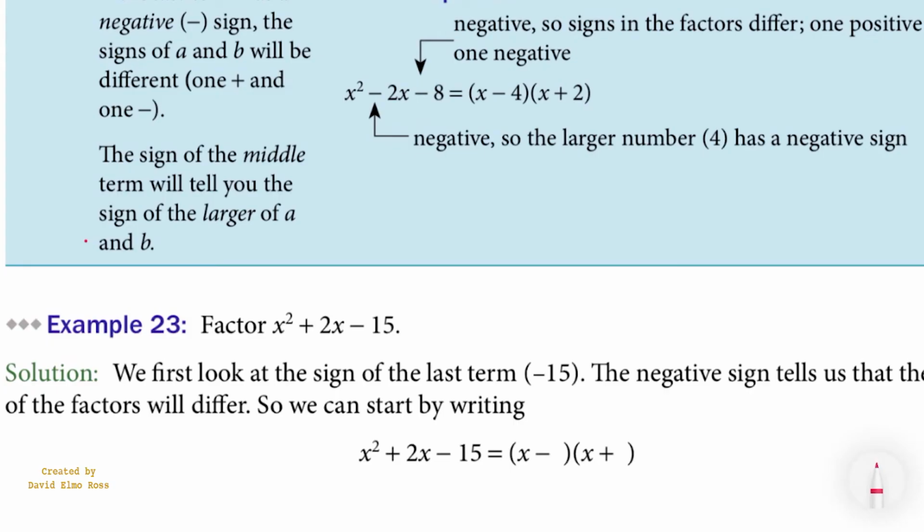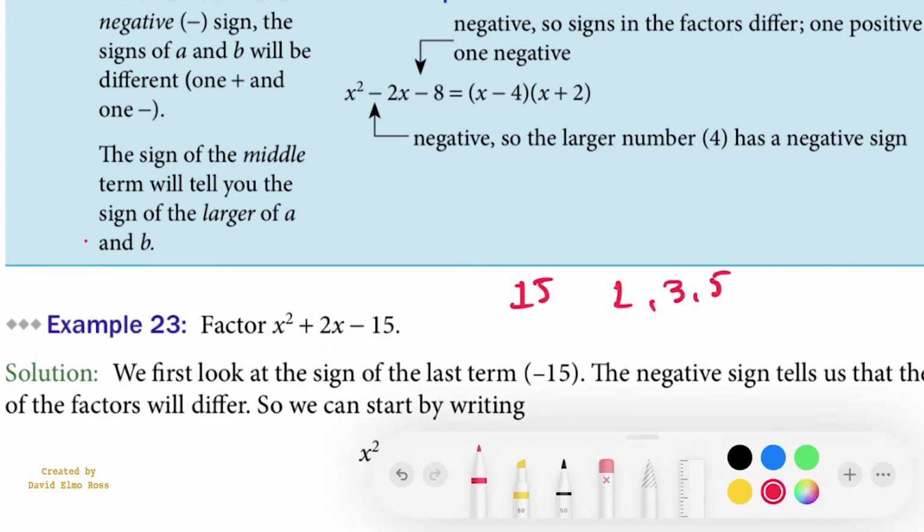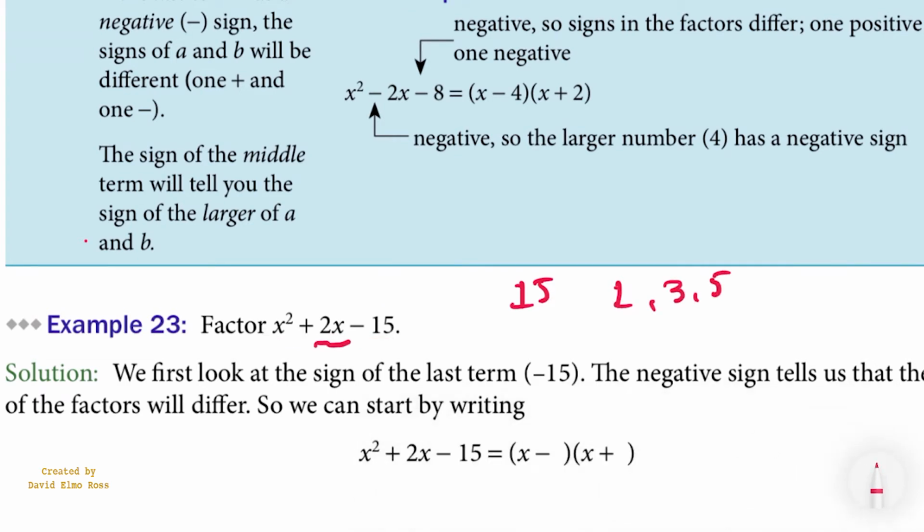Let's take a look at factoring this particular expression here. Again, we're going to take our constant 15, and we're going to write down the factors of 1, 3, and 5. Now what we need is something that's going to give us 2. So 5 subtract 3 is 2.